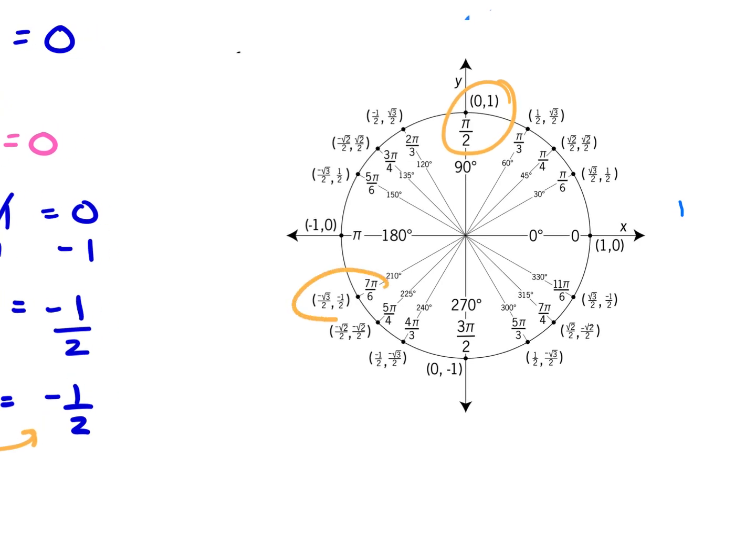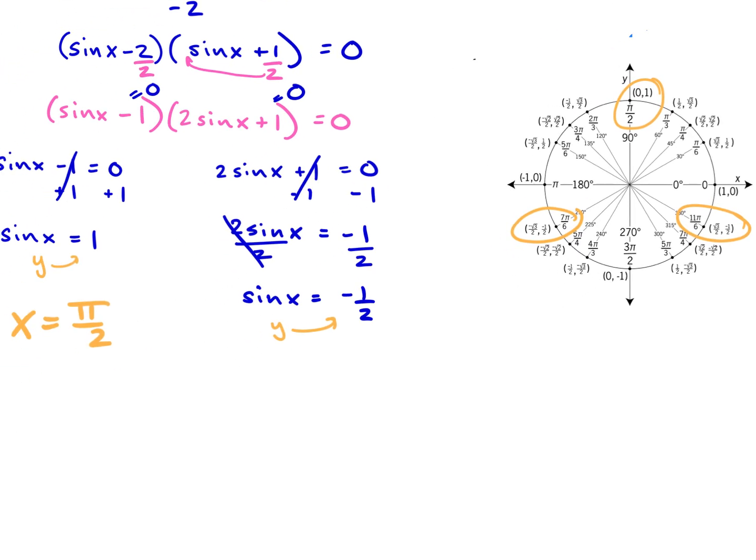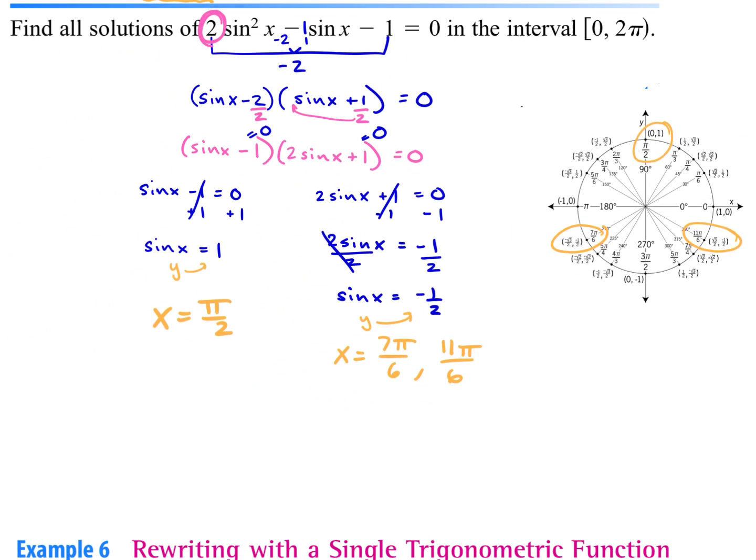At 7 pi over 6, our y is negative 1/2. Anywhere else? 11 pi over 6. Perfect. So in addition, we have two other answers, 7 pi over 6 and 11 pi over 6. So we've got 3 solutions here.